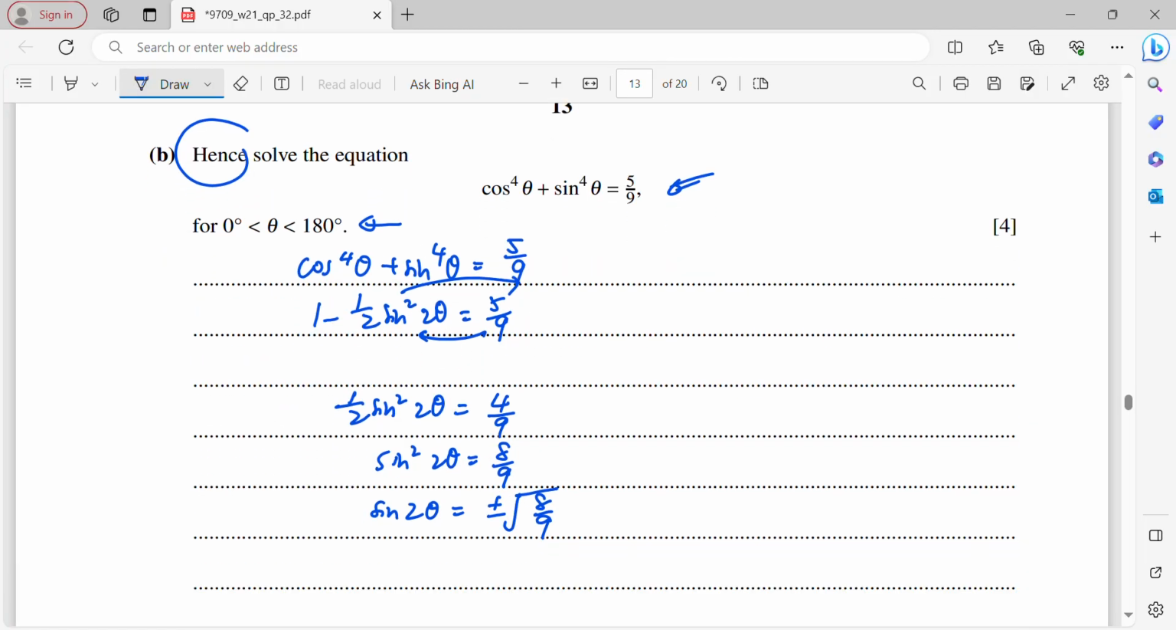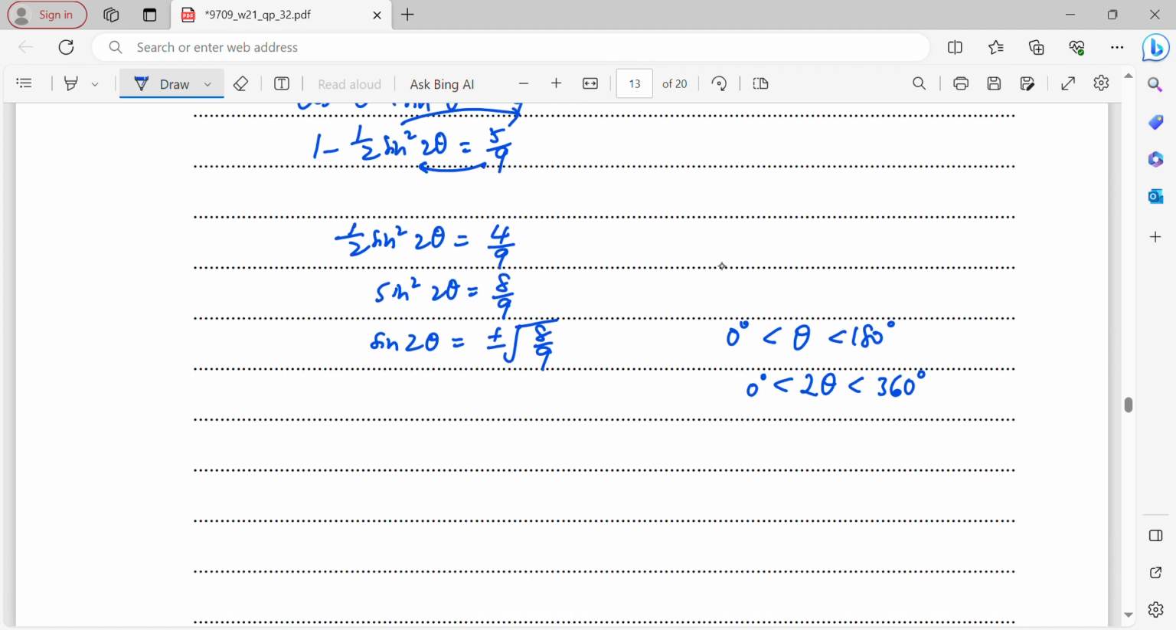Okay. Then now, you see, this is the interval for theta, and now we are solving for 2 theta. So I will write theta is defined from 0 to 180 degrees. Therefore, for 2 theta, you just times 2. It will be from 0 to 360 degrees. And now I can accept plus minus two values. So now I will draw the quadrant diagram. Since your sign is plus minus, that means you have to consider all 4 quadrants.